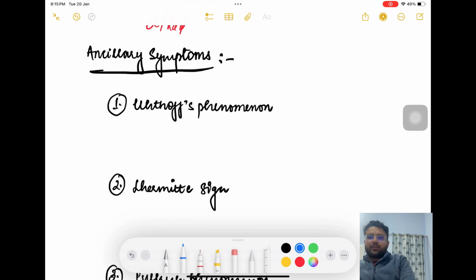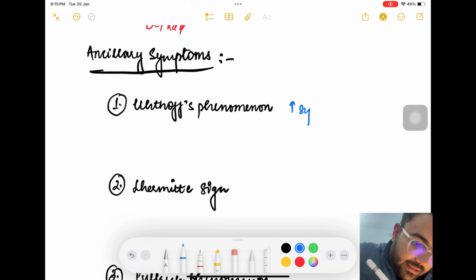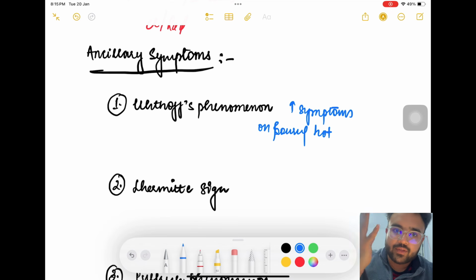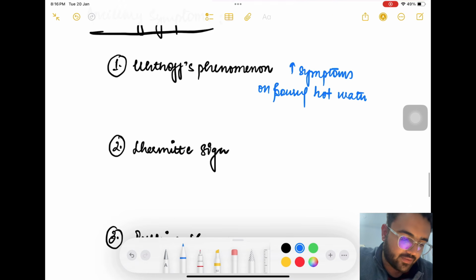One is Uthoff phenomenon. In Uthoff phenomenon there is increased or worsening of symptoms on pouring hot water. So basically a patient complains that when he puts some hot water on his head, he has unilateral diplopia. It is a temporary phenomenon. In this case, no steroids are to be given.